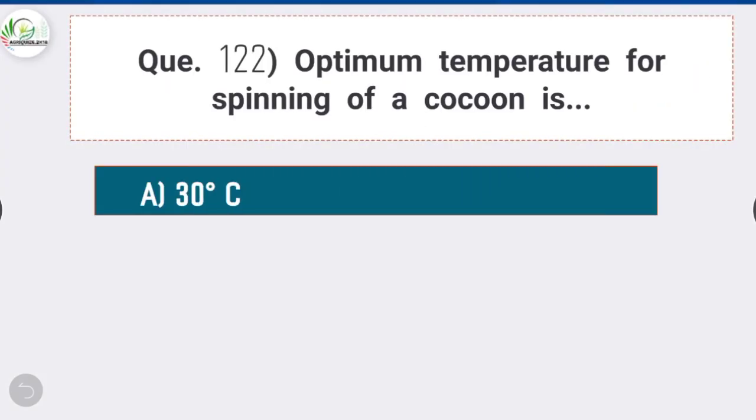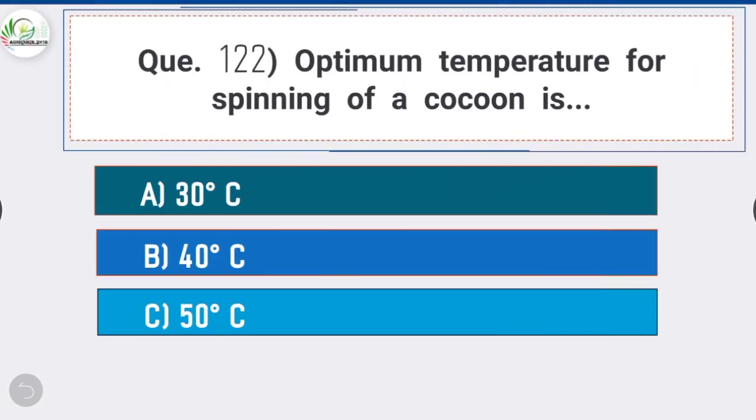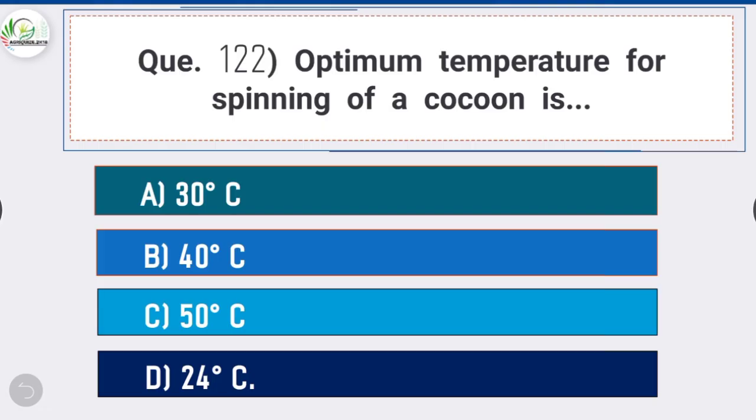Question number 122. Optimum temperature for spinning of cocoon is, and the correct answer is option D, 24 degrees Celsius. Optimum temperature for spinning of cocoon is 24 degrees Celsius.